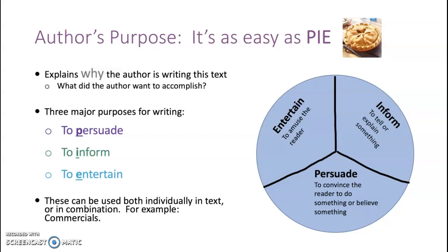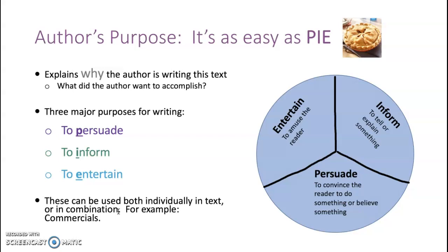And if you can see this bullet point down here, these three purposes can be used individually or in combination. So maybe an author who writes a screenplay for a movie wants to inform you about a piece of history, but they do it in a way that you're going to be entertained so that you will go and watch it. So they're trying to make it entertaining, but the major purpose would be to inform. Does that make sense?